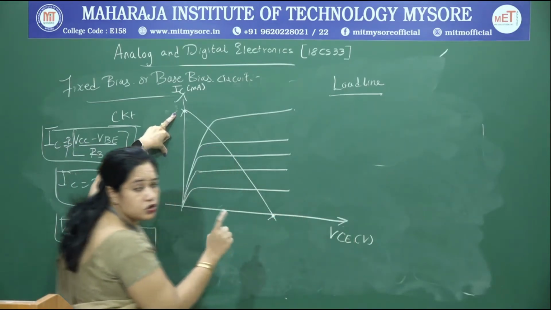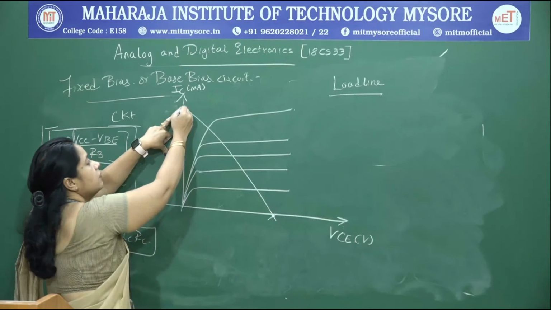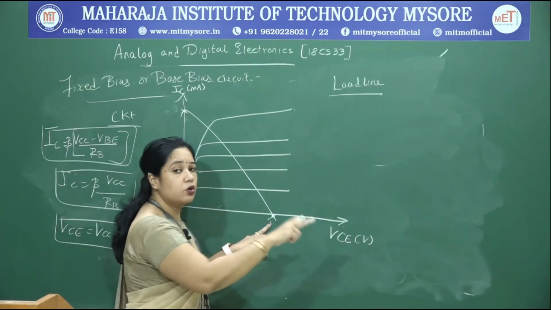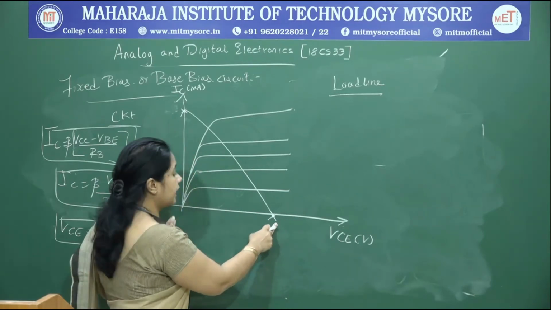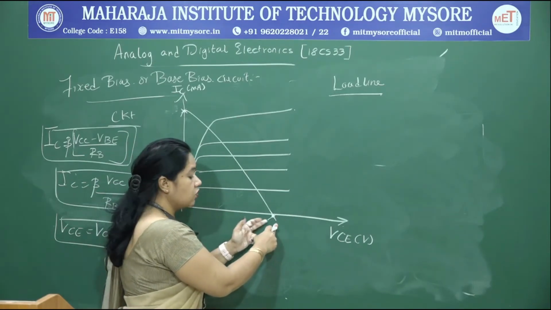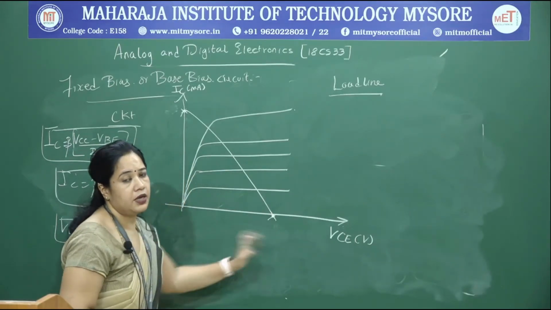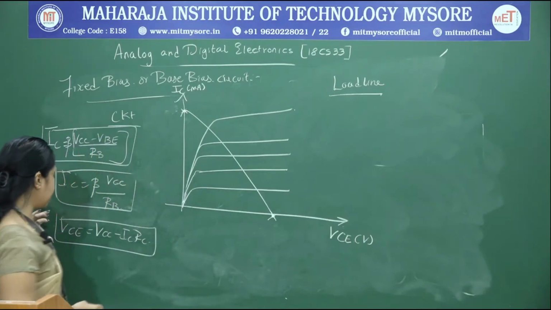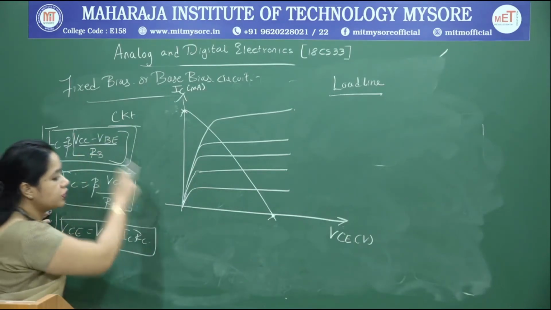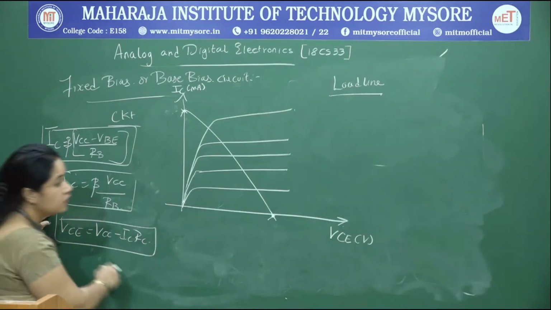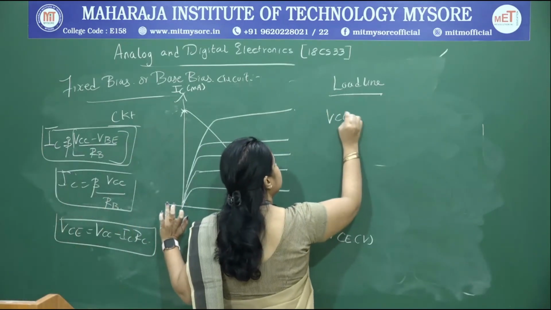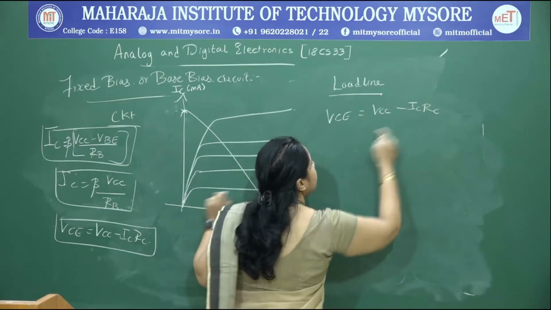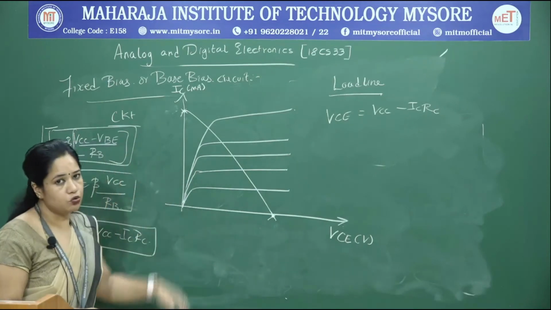In order to locate a point on the y axis, VCE should be 0. Similarly, to locate a point on the x axis, your current IC should be made 0. Now, I join these two points to get the load line. So, what is the expression which relates your output current and output voltage? This is the expression: VCE is equal to VCC minus ICRC, which we obtained by applying KVL to the output loop.